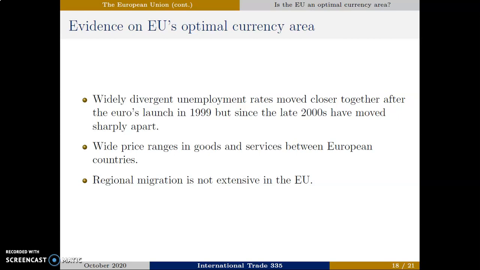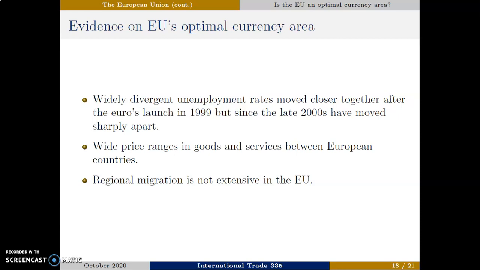There are widely divergent unemployment rates across the European Union. Although these rates moved closer together after the launch of the euro in 1999, since the late 2000s, and especially since the Great Recession, they have moved sharply apart again. There are wide price differences and ranges in goods and services between European countries. For example, the price of the same BMW car varies between the Netherlands and Germany by 25%.